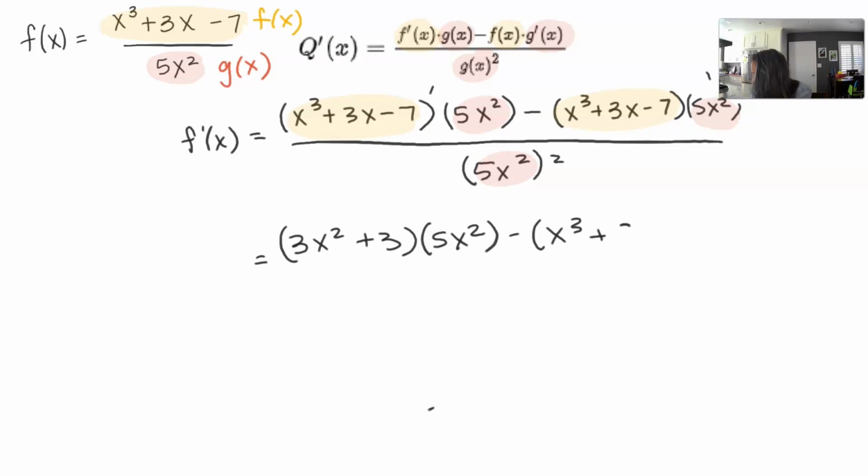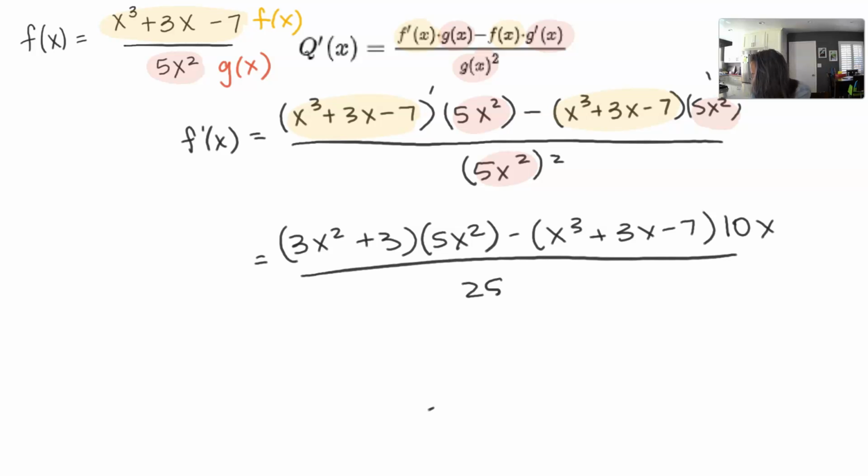The only other thing we're taking a derivative of right now is this 5x squared, which will become a 10x. Just a bunch of power rule. And then I'm going to go ahead and square that bottom. 5x squared times 5x squared is 25x to the 4th. So then we need to distribute stuff, right?